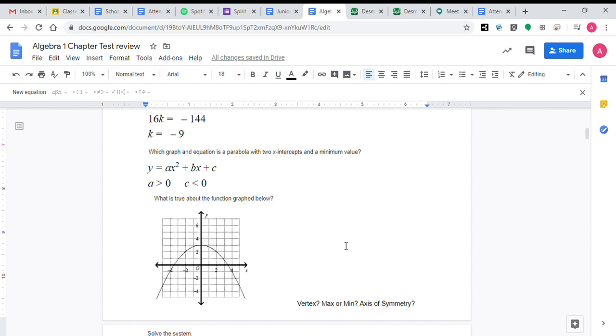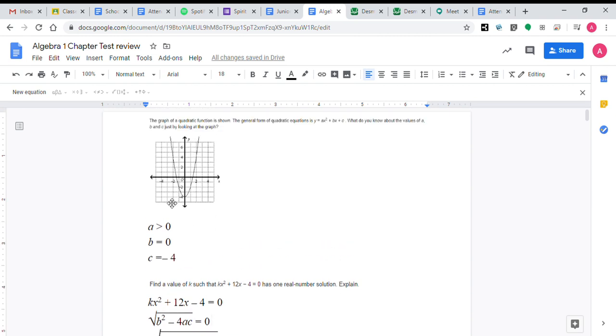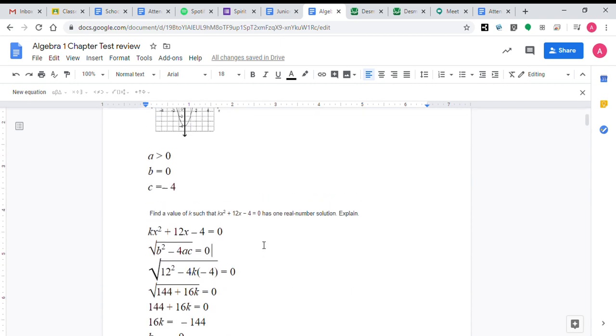And then if I look at the next one, which graph of the equation is a parabola with two x-intercepts and a minimum value? So you'd have options for graphs to look at and things that happen to the graphs. What I'm looking for is a being positive, so it opens up, and I'm also looking for c being negative because I know that my y-intercept is going to be below the x-axis. Here's a good example of one right here. The a value is positive, it opens up, and the c value is negative, so that's what we're looking for there.